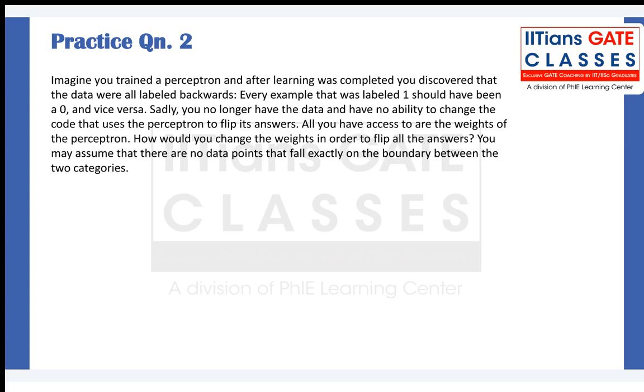So they are saying that you have trained a perceptron model looking at some data. Later on, you found out that the data is actually swapped. Whatever was positive was actually negative, whatever was negative was actually positive. You do not have access to the data, neither do you have access to the code that uses the perceptron. All you have is the weights of the perceptron. So how would you change the weights in order to flip the answers?